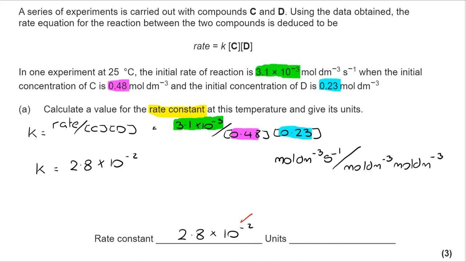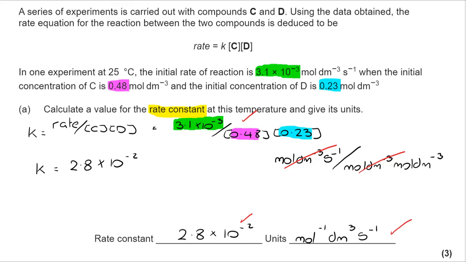Now, I'm going to show how you can do that. You can substitute the units into the expression. We've got mol dm to the minus 3 s to the minus 1 over mol dm to the minus 3 squared. Mol dm to the minus 3 cancels out on the top and the bottom, so I have s to the minus 1 over mol dm to the minus 3, which, rearranged, gives mol to the minus 1 dm3 s to the minus 1.